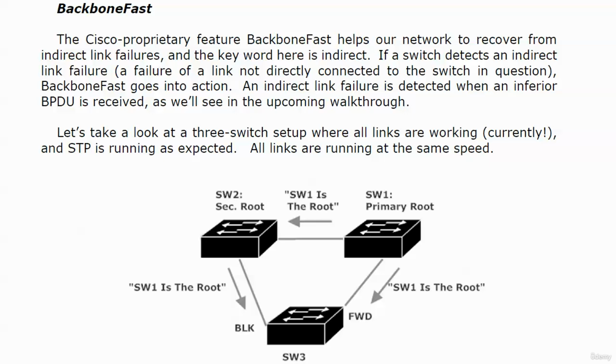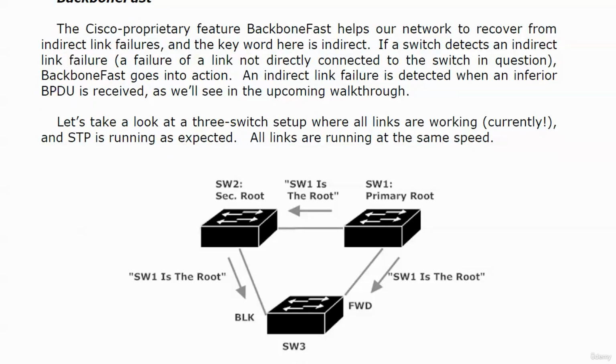And what our Cisco proprietary feature Backbonefast does is help our network recover from indirect link failures. And the key word there is indirect. Because if a switch detects such a failure, a failure of a link not directly connected to the switch in question, that's when Backbonefast goes into action. Now, how do we detect that in the first place? Well, an indirect link failure is detected when an inferior BPDU is received, and we're going to see exactly what I'm talking about in this particular walkthrough.